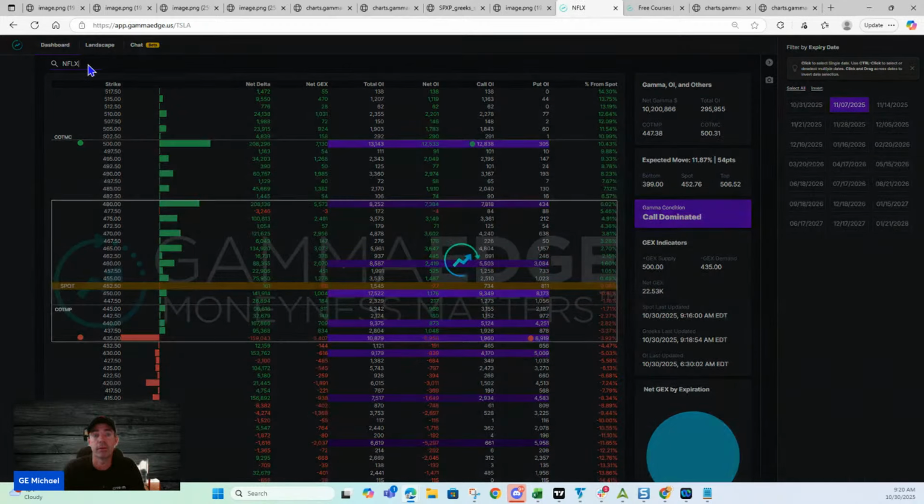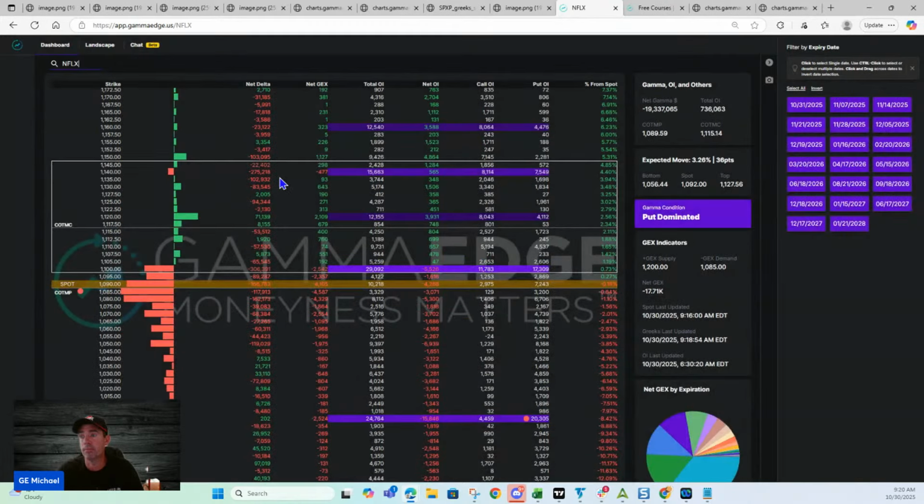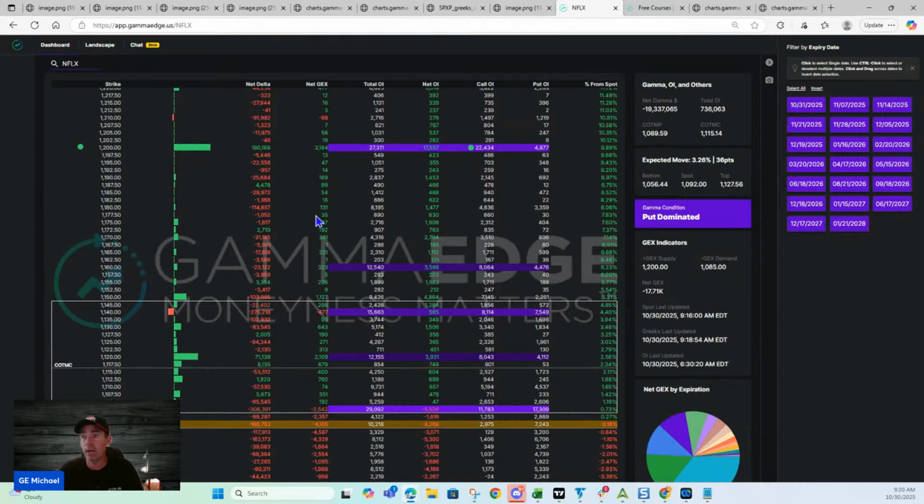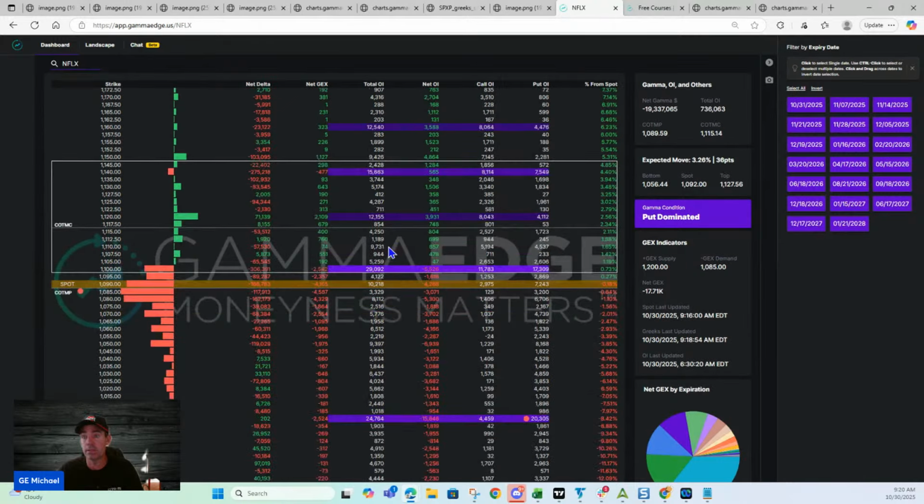Netflix. Yeah, let's look at Netflix. I haven't looked at Netflix for a little bit here. Put dominated. You're below transition. You're right at COTMP, so the possible bounce area. Let's see. PGEX and COI is all the way up at 1200 still. That's kind of interesting.